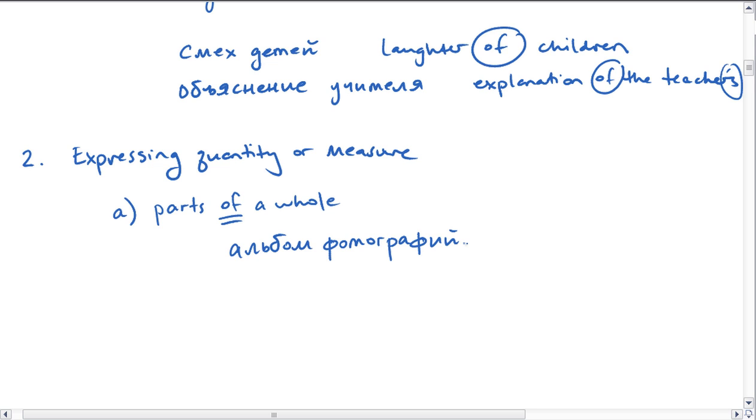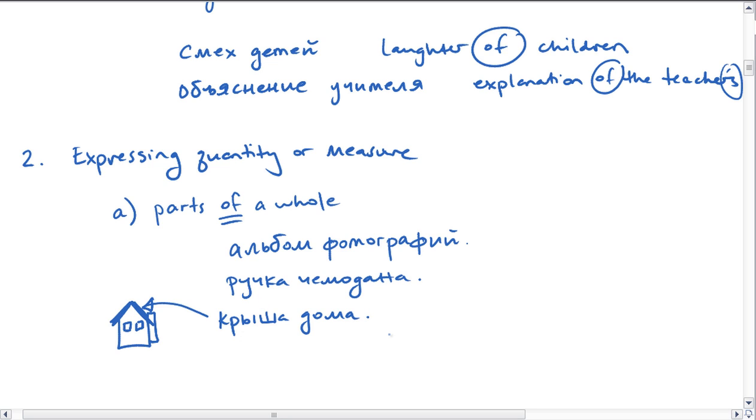So we've got an album of photographs. Альбом фотографий, right? So an album of photographs, parts of a whole. The photographs are parts of the whole album. Ручка чемодана. So the handle of the suitcase. The handle is just one part of the suitcase. Or if we have our cute little house, and this part that keeps the rain and snow off of our heads is a part of the whole. It's the крыша дома. So the roof of the house.